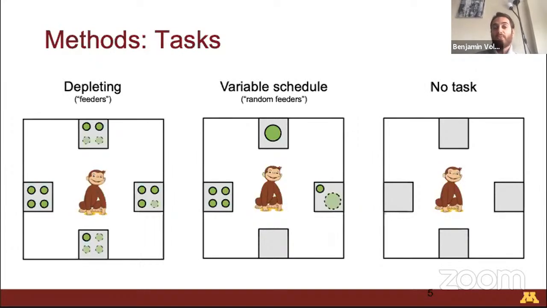We also had one where we had a variable schedule. So some feeders had the same sort of structure with depleting rewards. Other ones offered a really large payout, but at a random time. And finally, as a control, we had a condition where there was no task at all. So same physical space, the feeders are all up, but they're not doing anything though. So the monkey's free to move around and do whatever it wants to do.